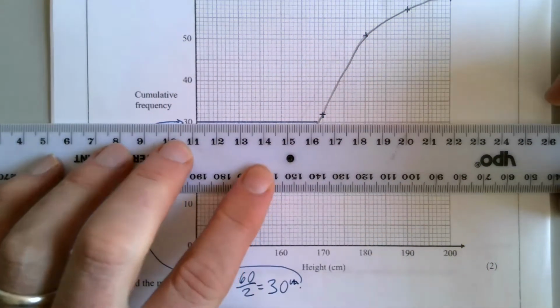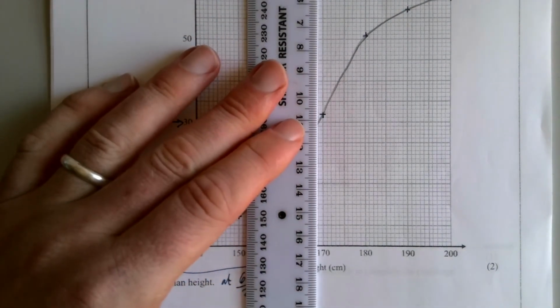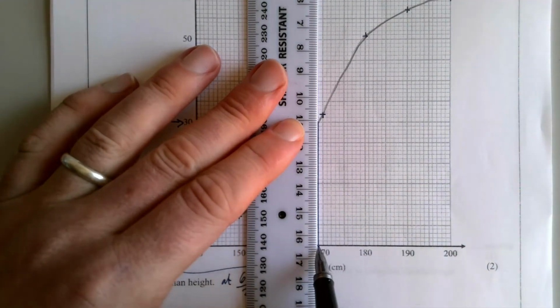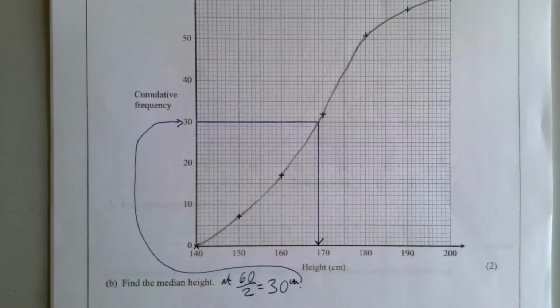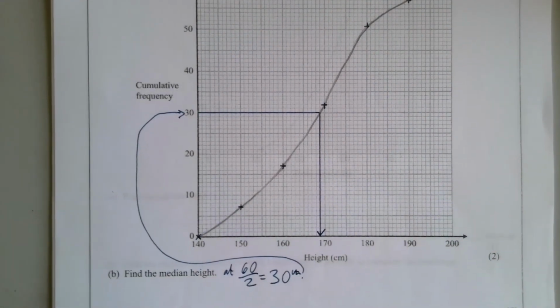And it is good practice to draw this on. This is showing your working. Do not just read it across and then write down the answer. They might take a mark off. They're within their rights to do so. So there you go. So that has come down exactly one square before 170. So my median height would be 169 centimeters.